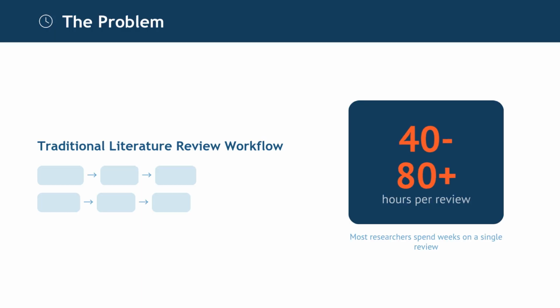Most researchers don't struggle because they lack intelligence. They struggle because the traditional literature review process is highly manual. Typically, the process looks like this: search for papers, download papers, read papers individually, take notes, build spreadsheets, compare studies, identify themes, find research gaps, start writing. This process can easily consume 40 to 80 hours before writing even begins. The question is, what if much of this process could be accelerated using AI?